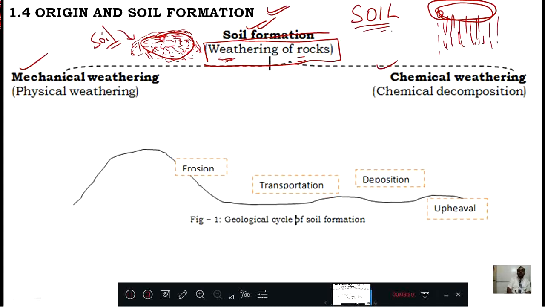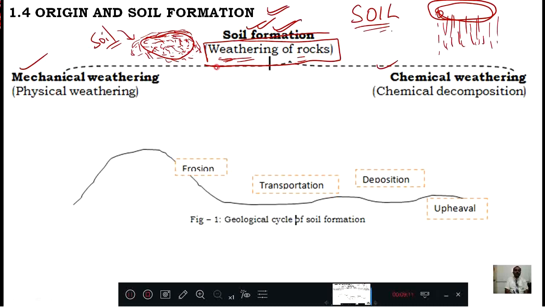But this is not an overnight process. It takes millions and billions of years. Okay, hundreds of years together it takes to form that rock into soil. Okay, therefore weathering of rock is the main logic behind soil formation.